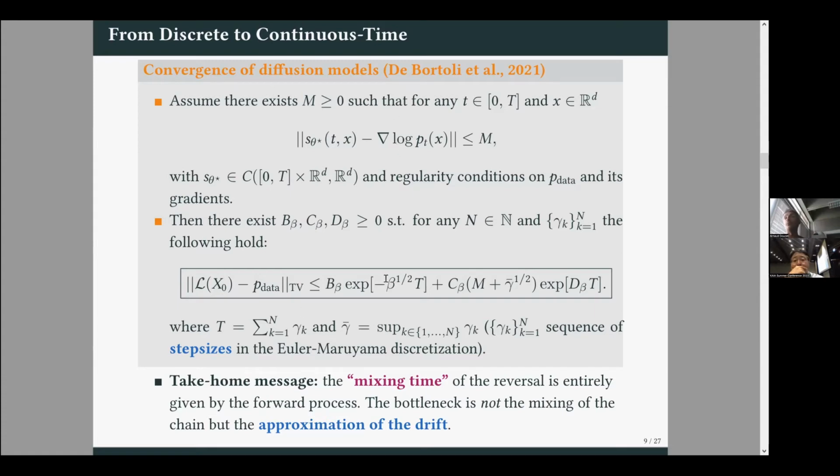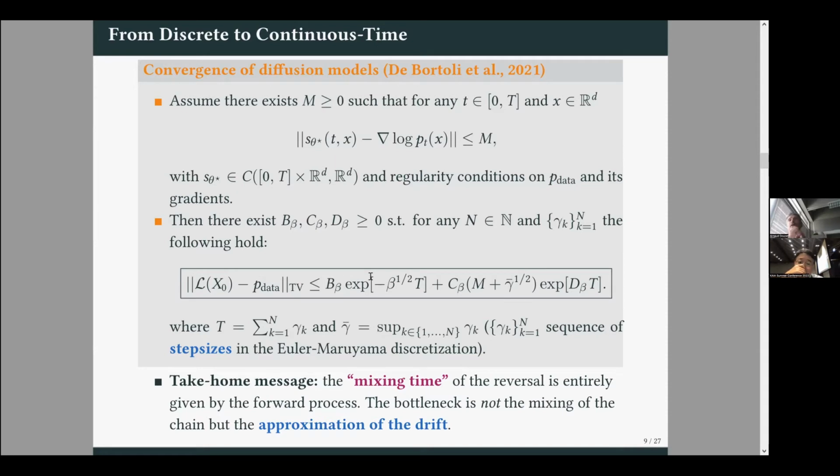It can be upper bounded essentially by a sum of two terms. The second term on the right hand side is related to the error you commit when you approximate the score term. And the first term is related to the mixing property of the Ornstein-Uhlenbeck process you use to noise your data.